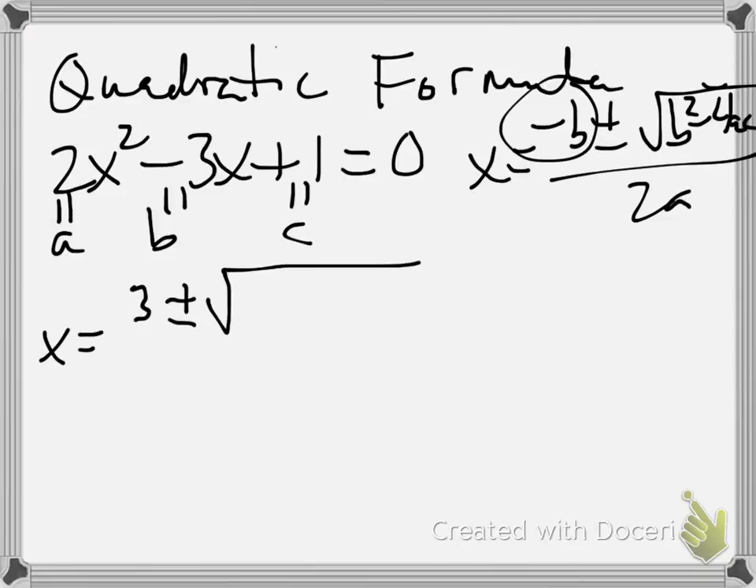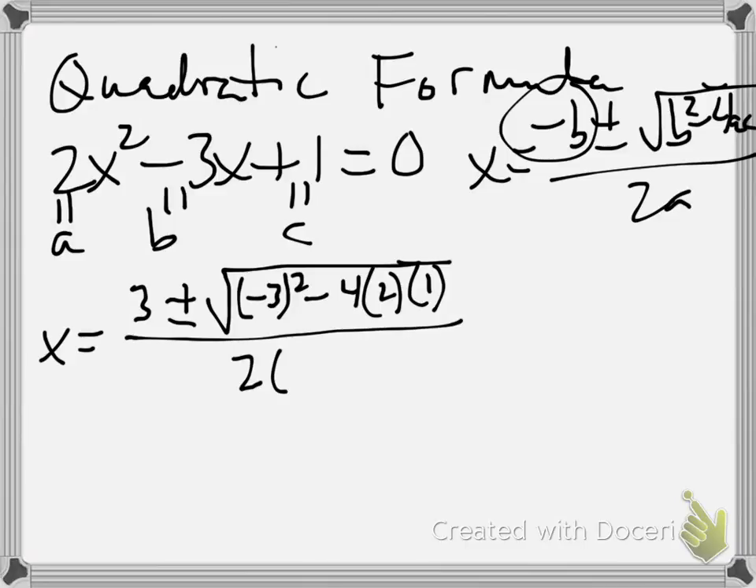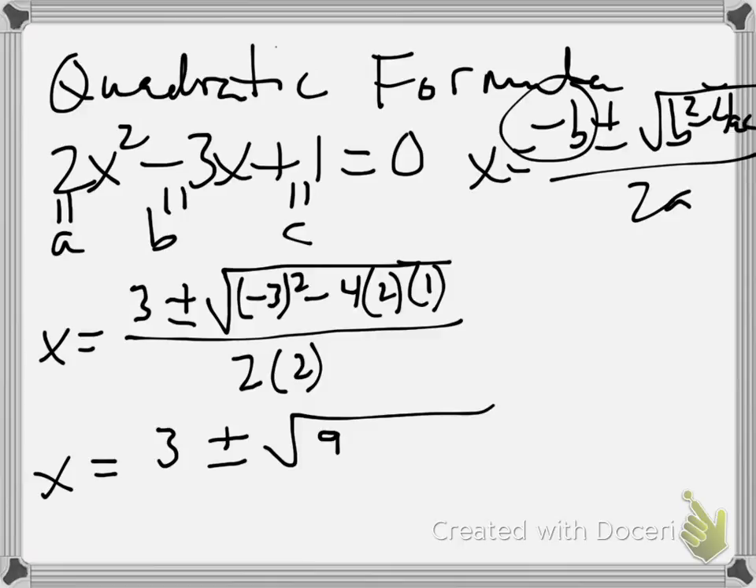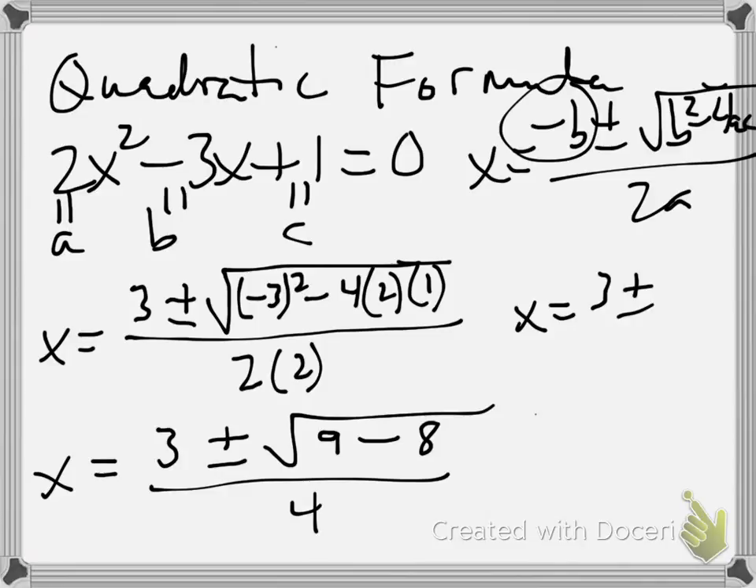It's the opposite. Plus or minus the square root of b squared, so that's negative 3 squared, minus 4 times a, which is 2, times c, which is 1, over 2 times a, which is 2. So that's the numbers plugged into the quadratic formula. Now we have to simplify. So 3 plus or minus the square root of negative 3 squared, which is 9, minus 4 times 2 times 1, which is minus 8, divided by 4. Well, this works out really well because x equals 3 plus or minus 9 minus 8 is 1. The square root of 1 is 1, over 4.